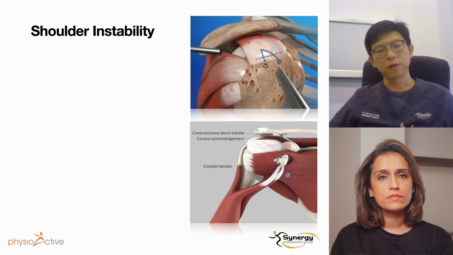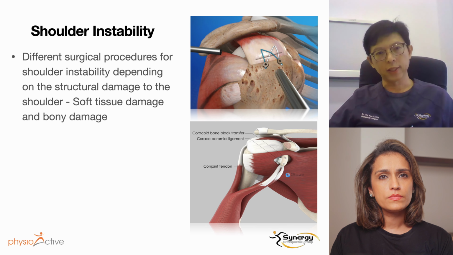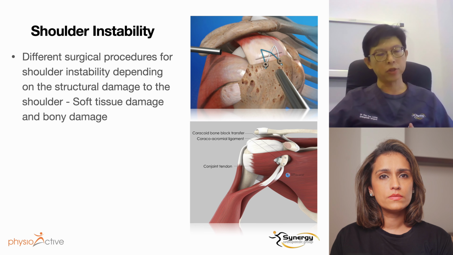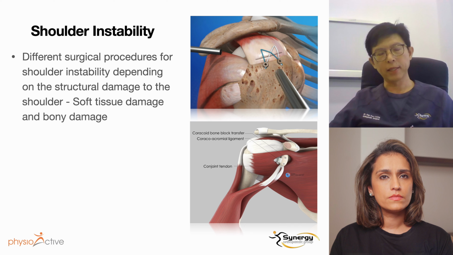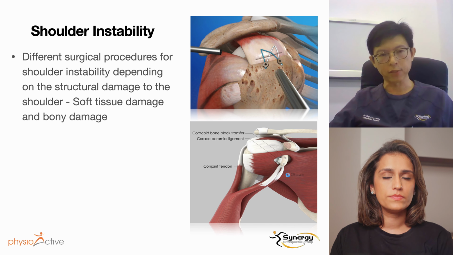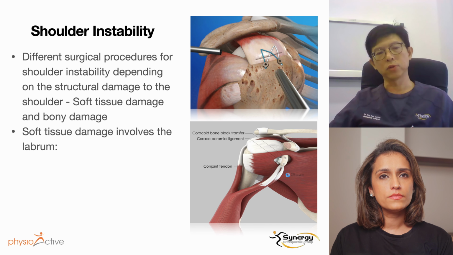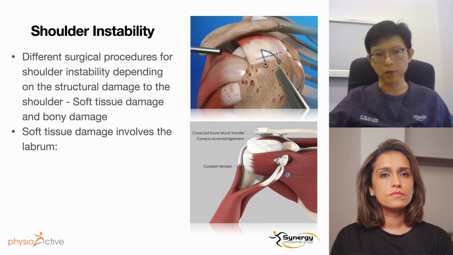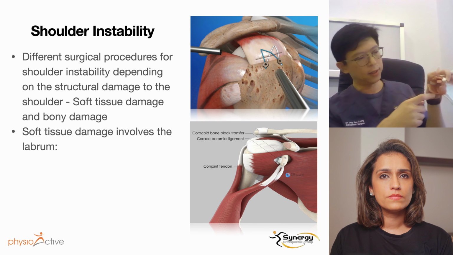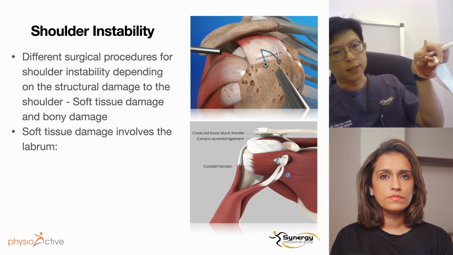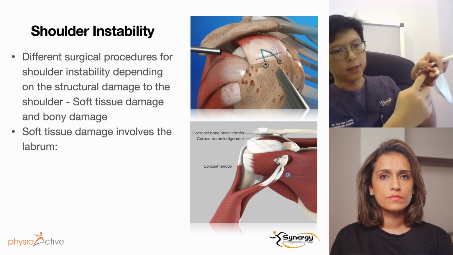So there are quite a number of surgical procedures for shoulder instability depending on the actual structural damage to the shoulder. It can be a soft tissue damage purely, or it can sometimes be a bony damage. So I think I'm going to address mainly the soft tissue damage that is more commonly seen. This would usually be involving that rubber band-like structure called the labrum, which I mentioned to you earlier on, which is right in the socket, right down here. You can see that circular structure over here, like an O-ring.